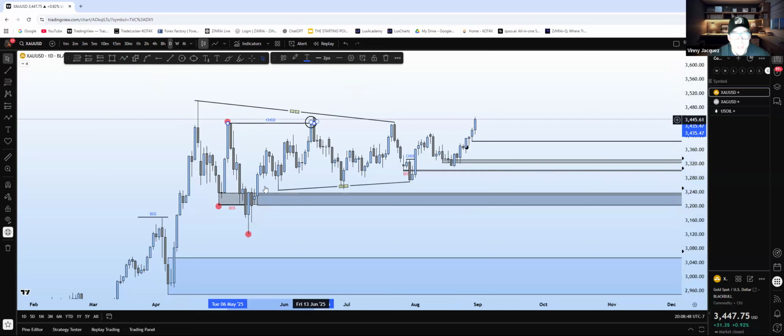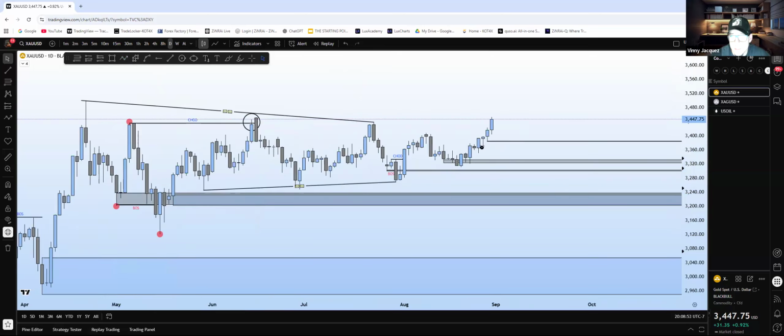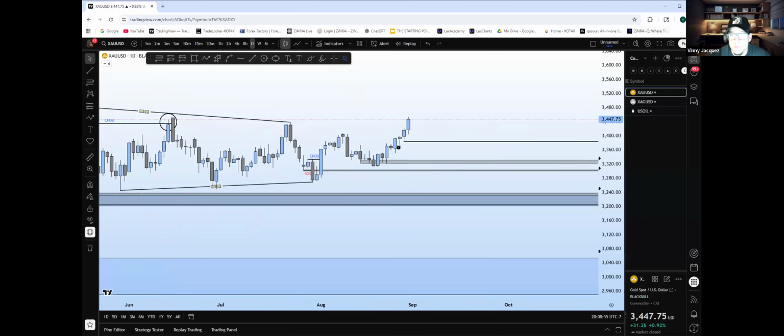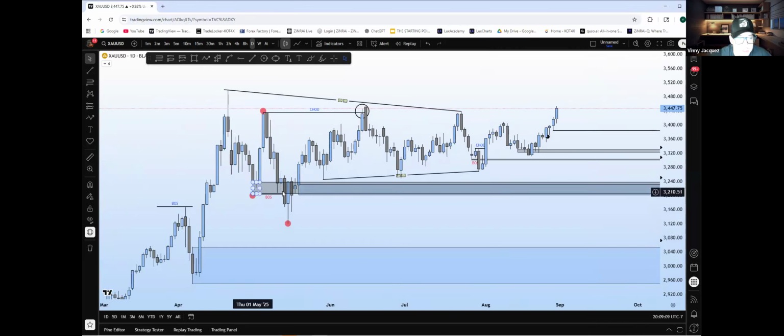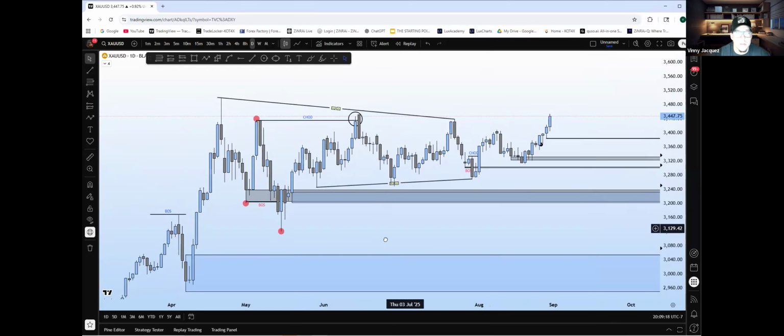Now, when it comes to that structure specifically, I have a breaker structure to the downside. Let me pull up the charts real quick. We have a breaker structure to the downside, change of direction. This is my previous BOS. So this is my left shoulder, right, when it comes to this setup.